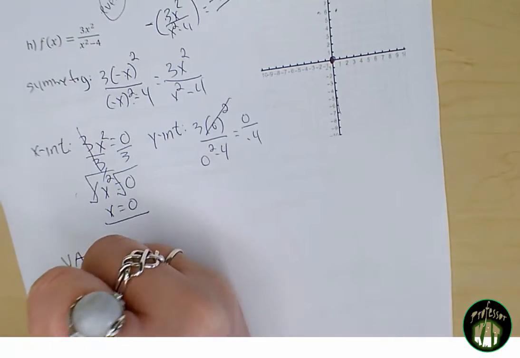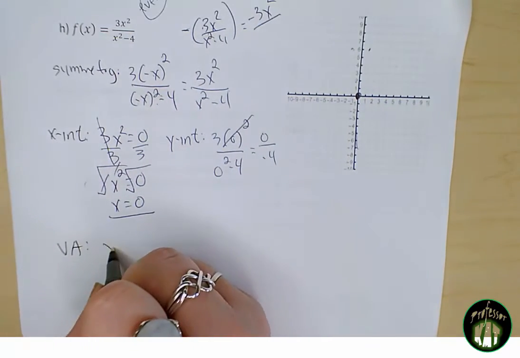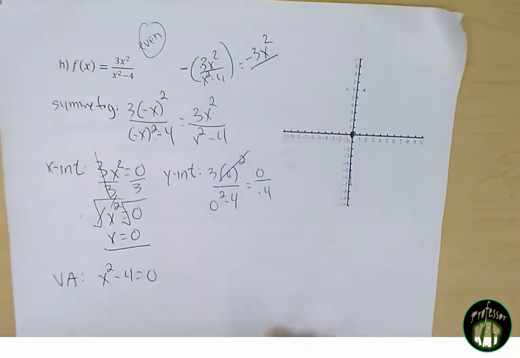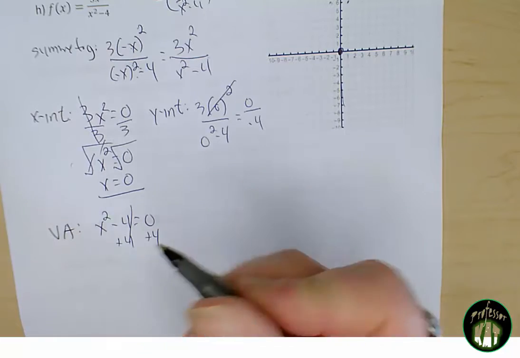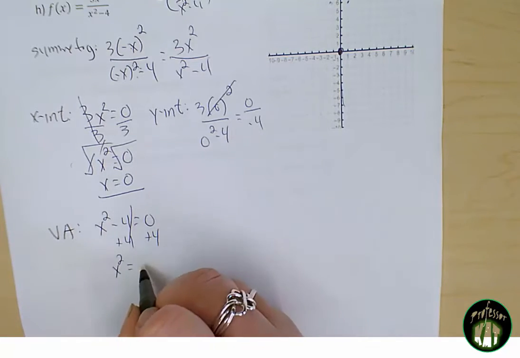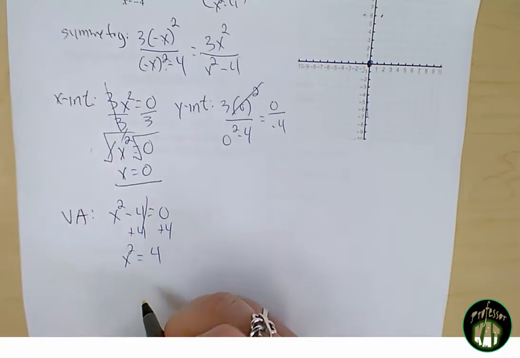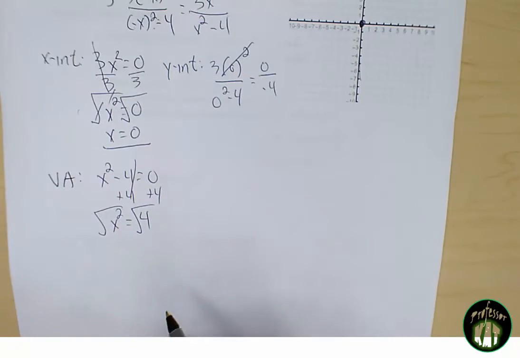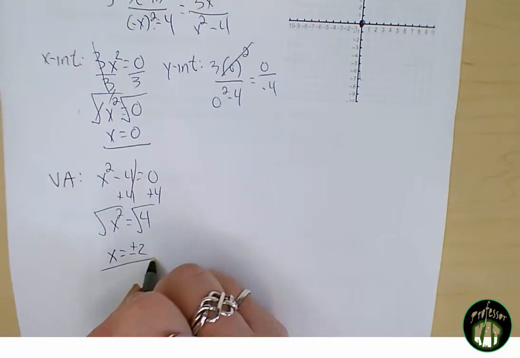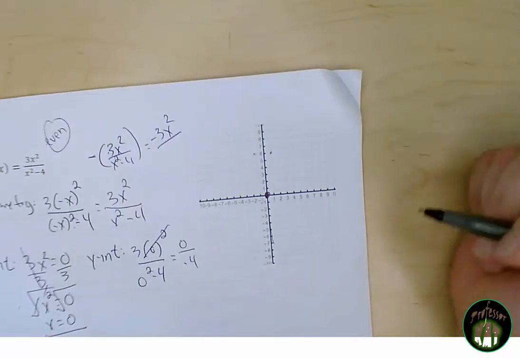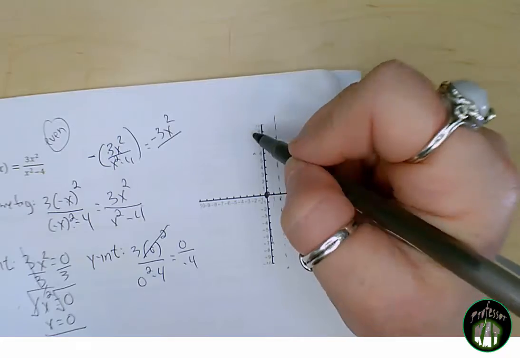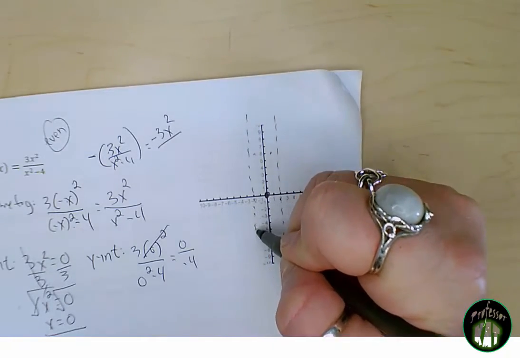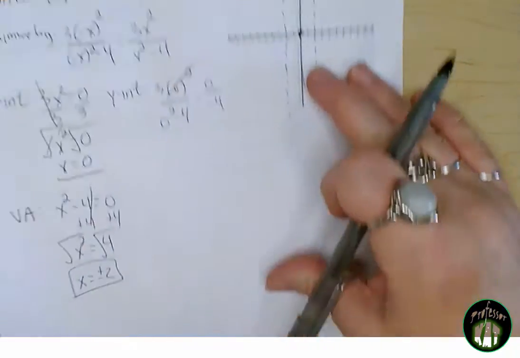Now, let's find vertical asymptotes. In order to find vertical asymptotes, you're taking your denominator, setting it equal to 0, and solving, which means we are going to add a 4 to the other side to get x squared is equal to 4. Get rid of your square by taking the square root of each side. That's going to give us x on the left, and the square root of 4 is plus or minus 2. So that means we have a vertical asymptote here at a positive 2, but we also have a vertical asymptote here at a negative 2.